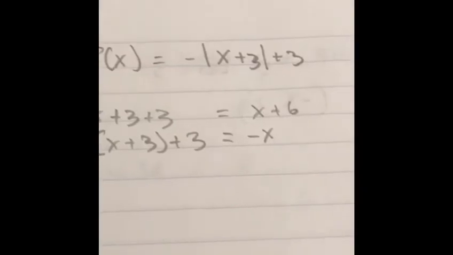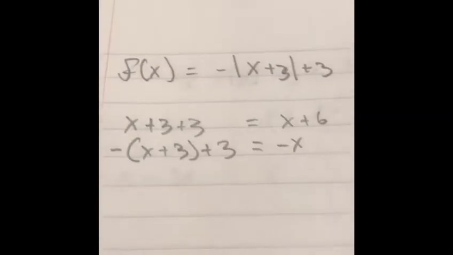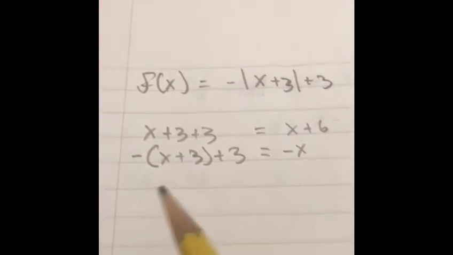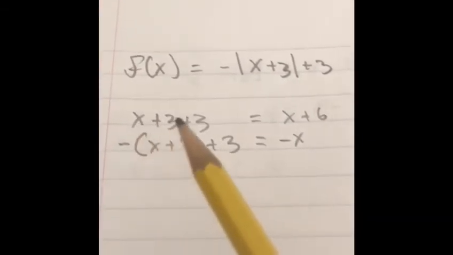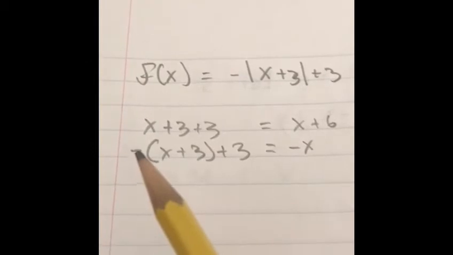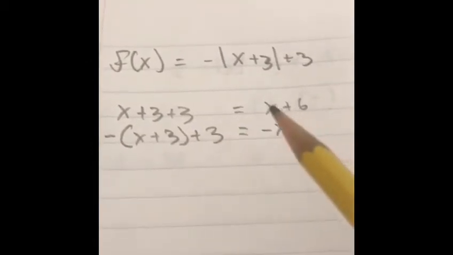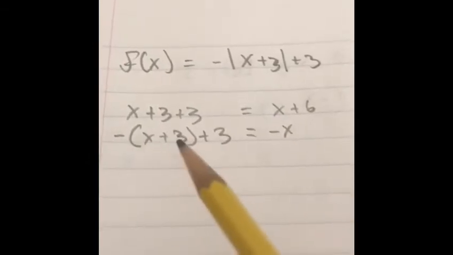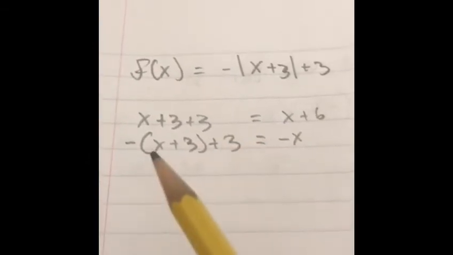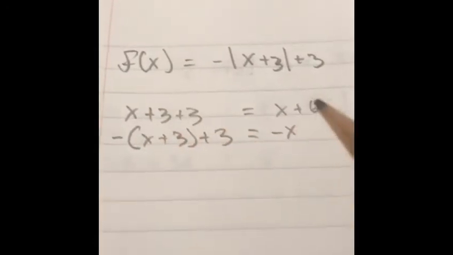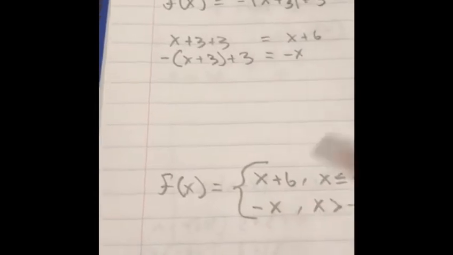Graphing the absolute value function as a piecewise function. First, let's rewrite our absolute value into two different functions. The first one is going to be x plus 3 plus 3. The other one is going to be negative multiplied by x plus 3, plus 3, which will result in negative x, because negative 3 plus 3 will be 0, and then negative times x is negative x, and then x plus 3 plus 3 will result in x plus 6. This is going to be the function for our piecewise function.